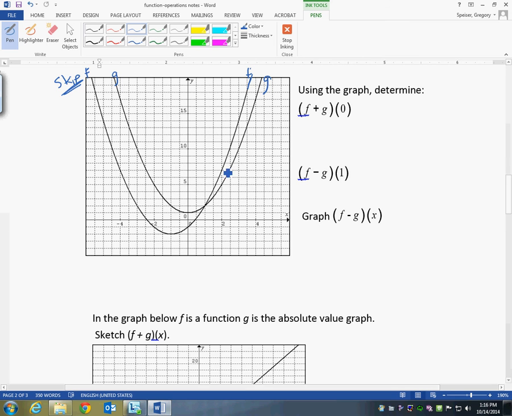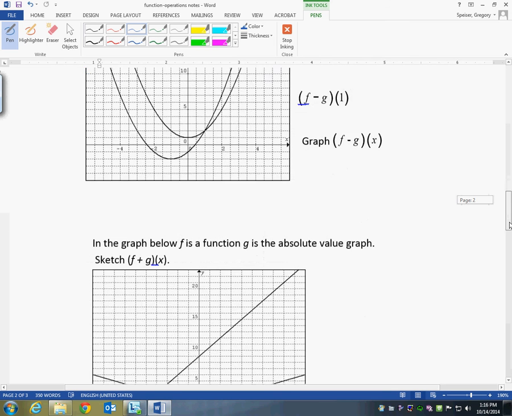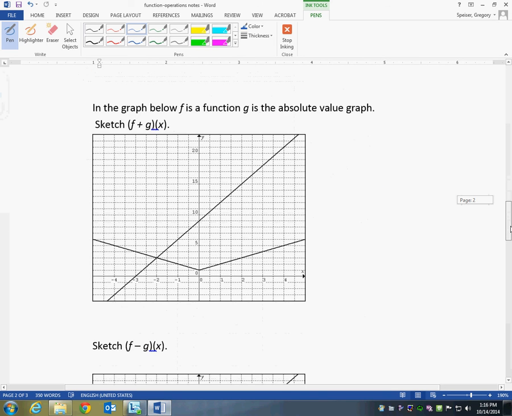But just to keep this video a little bit shorter, because there's so much looking up x and y, let's try this function here. It says f is a function, and then g is the absolute value. So this one is f, and this one is g. And we're going to find f plus g of x. So it's the same process we did. We're going to say x, and then we'll find f of x, and then we'll find g of x, and then f plus g at x.